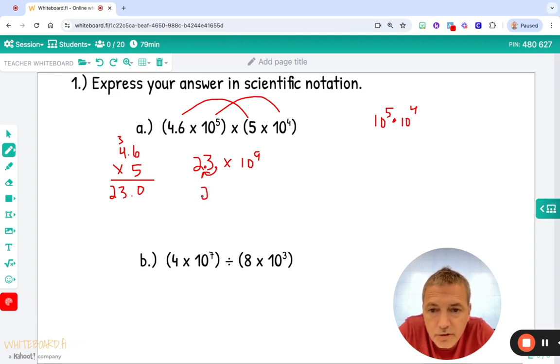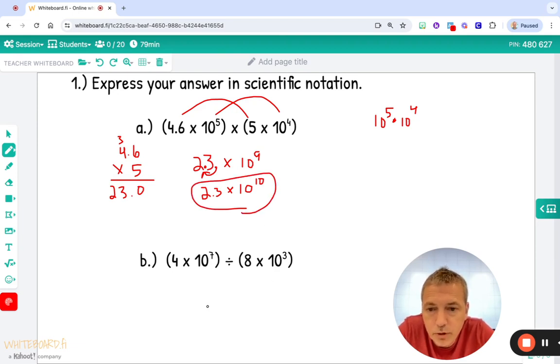So my final answer is going to be 2.3 times 10. So I'll say it again. When I'm making that number smaller, it went from 23 to 2.3. The exponent's going to do the opposite. It's going to get bigger. So my final answer would be 2.3 times 10 to the 10th.